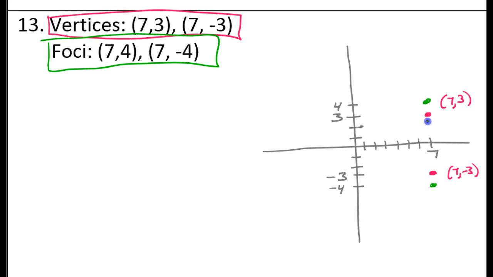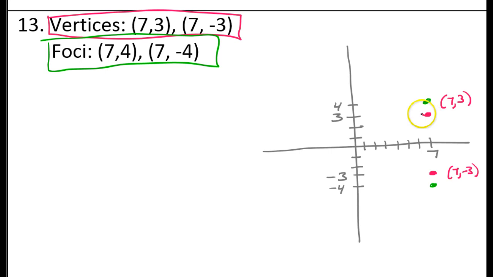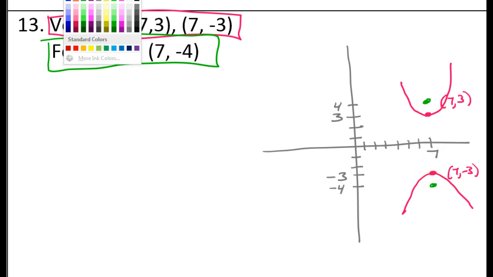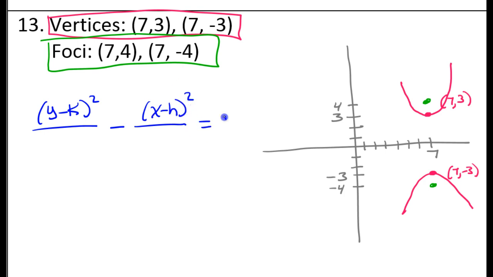So if my vertices are red and my foci are green, is this an ellipse or a hyperbola? I'm hoping you can tell right now that this is a hyperbola because the branches, if this is a vertex, then it has to be wrapping around the focus like this. The branches must wrap around the foci, so it's a hyperbola. The fact that it's a hyperbola and it's vertical tells us which model to use. Vertical hyperbola has the y term first. So I know I'm going to have y minus k squared, and a hyperbola has the minus. And then I'm going to have my x minus h squared equals 1.